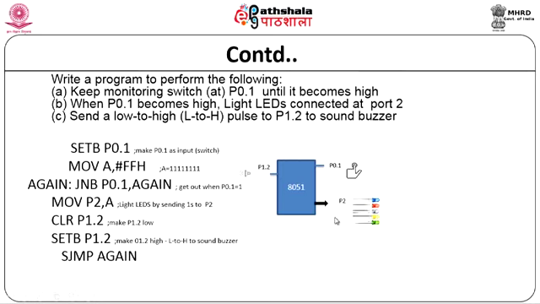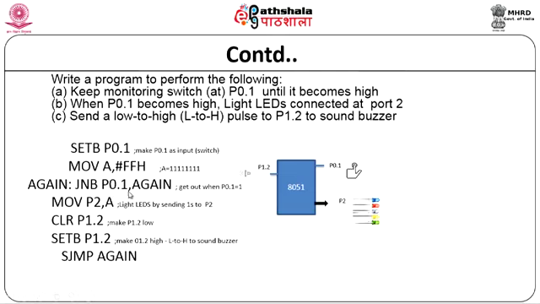If I press the switch, the LEDs which are connected to P2 have to glow, and the buzzer which is connected to the P 1.2 pin has to give a sound. This is the program segment we wanted to write. So, now SETB P 0.1, which makes it an input pin. Next, I am moving A equal to FF, then FF in the sense I will have a series of 1s over there.